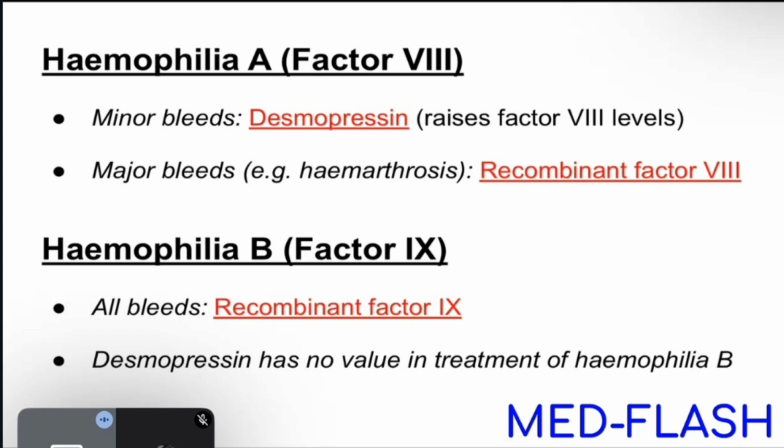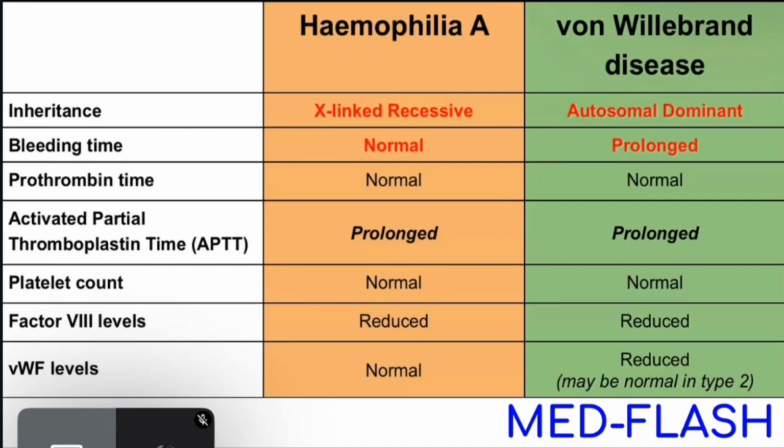In case of hemophilia B, factor 9, in all bleeds, you have to give recombinant factor 9. Why can't you give desmopressin? Because it has no value in treatment of hemophilia B. Let's move forward. Okay, now here's how you differentiate between hemophilia A and von Willebrand disease.